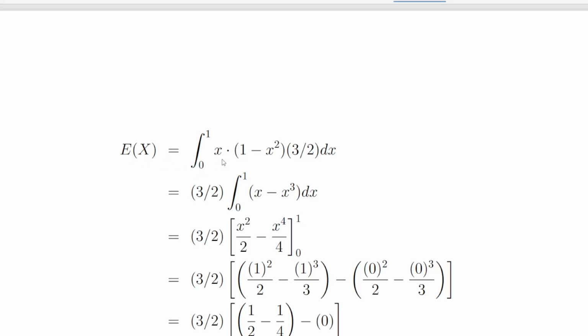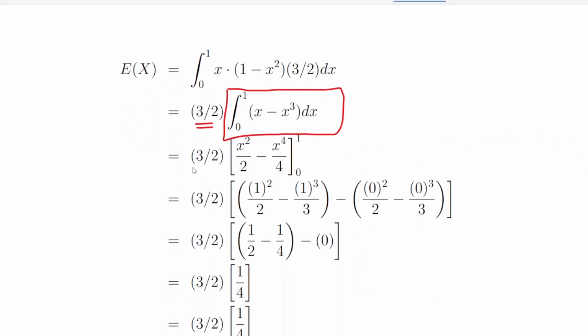So we have a definite integral of x times 1 minus x squared times 3 over 2. Again, we can bring 3 over 2 outside the expression. When we multiply x times 1 minus x squared, we get x minus x cubed. So again, a very straightforward definite integral here, and we do it more or less the same way. We have the 3 over 2 outside our expression, and we'll just keep that until the end.